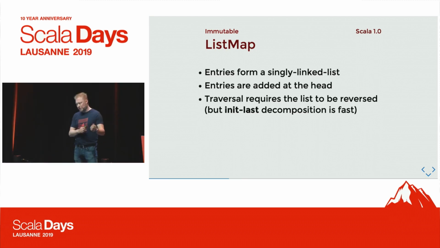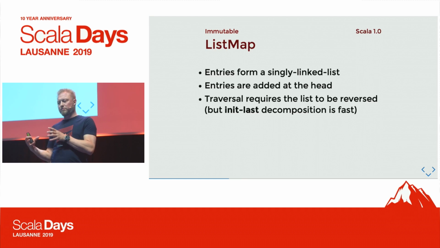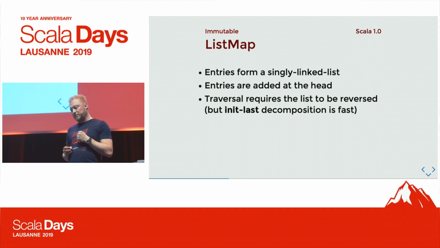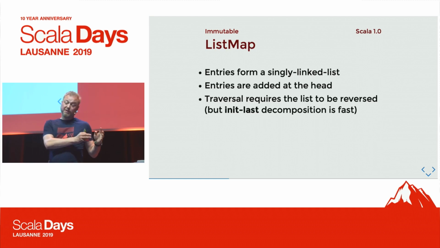This makes adding really efficient. You just prepend something to a list. But it requires that you reverse the list before you can do anything index-based. So all the operations you do on a ListMap that can't be described as an init-last decomposition are really slow. But init-last decomposition is fast. So if you can express your operation in terms of the decomposition of init and last, then it's going to be really fast.